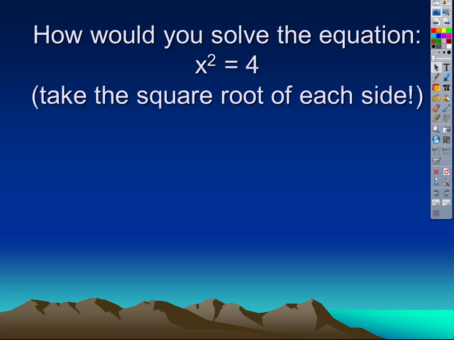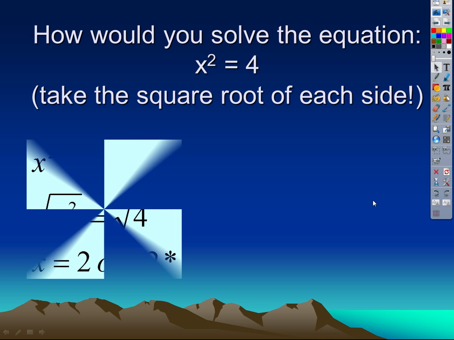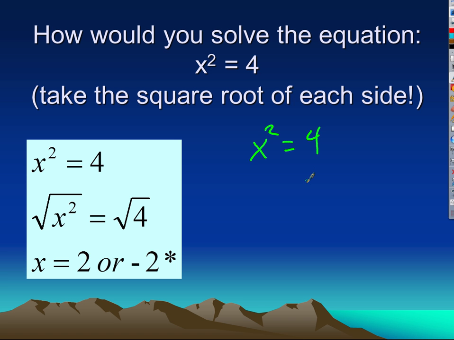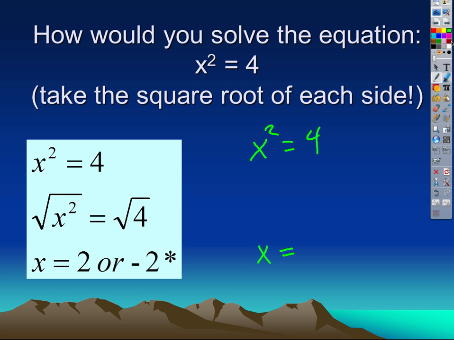Square root each side. And this fits with the stuff that we've been talking about all year. If I can point to a single x, then I can isolate it. And in this case, I isolate it by square rooting. Okay, so if I square root both sides, the thing that you got to remember here that sometimes people forget is if I've got x squared equals 4, then I have to square root both sides, and I get x equals plus or minus the square root of 4, which is 2.